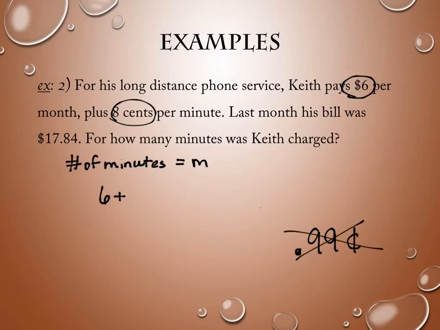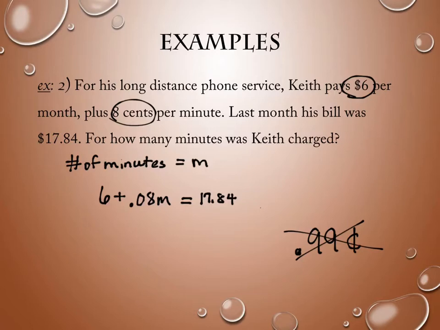So you have to make sure that your units match. Since my units are already in dollars, because I wrote the 6 down, I need to put the 8 cents in dollars. So what would 8 cents in dollar form be? Right. So 0.08 M. Because what we're going to do is we're going to take that 8 cents and multiply it by our number of minutes. That would be the amount we're being charged for the phone calls that we're making. Okay? And it says that at some given point, he had a bill, and the total of the bill was what? $17.84. Right.